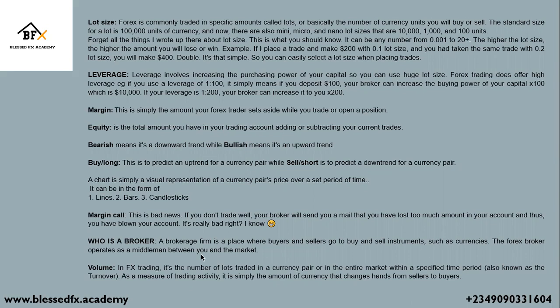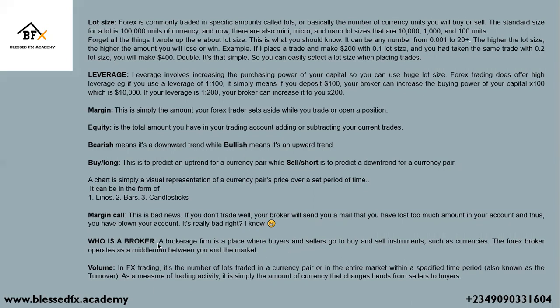So who is a broker? Now, a brokerage firm, you understand, is a company. It's a place where buyers and sellers go to buy and sell instruments such as currencies. What it does simply is operate as a middleman between you and the forex market. In the next training we'll talk about brokers and creating accounts. But just understand that it's a company which you register with, and you deposit with them as well, because when you make profits, they will be the ones to pay you.